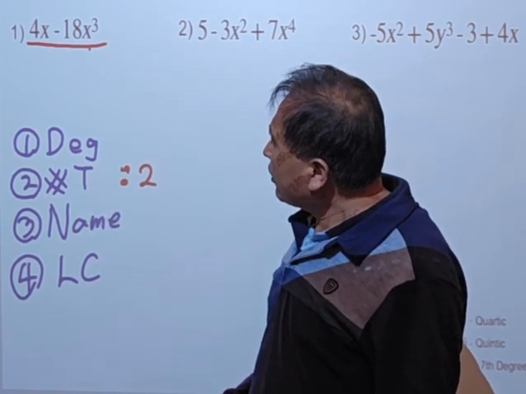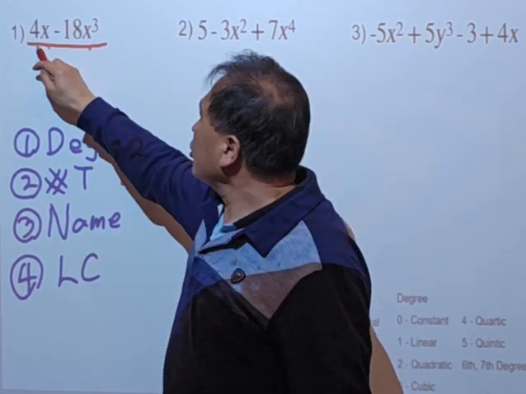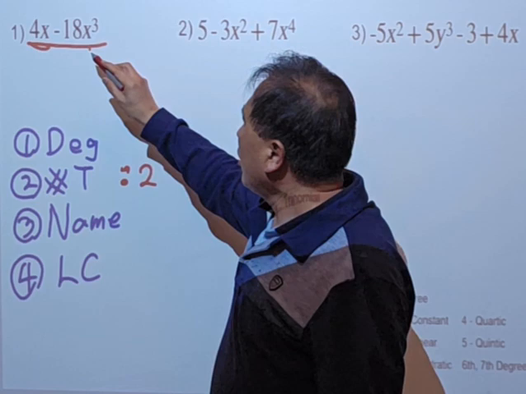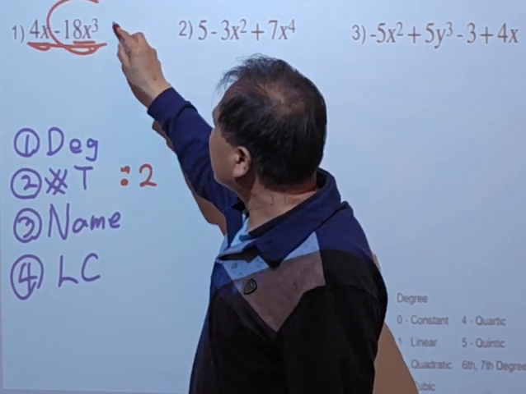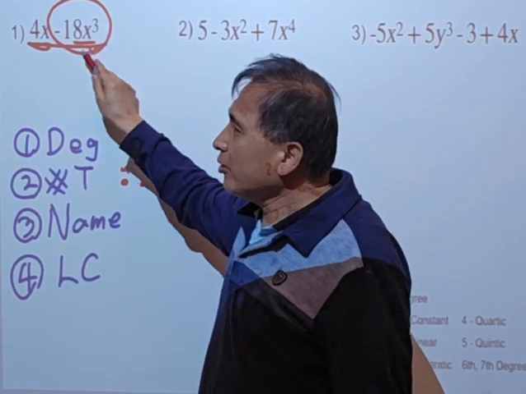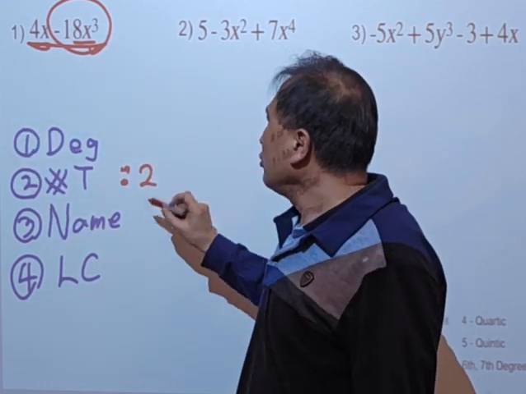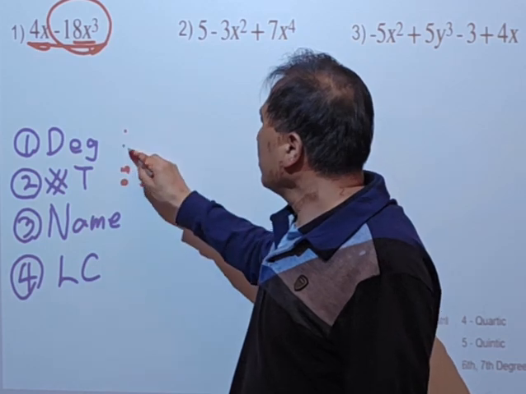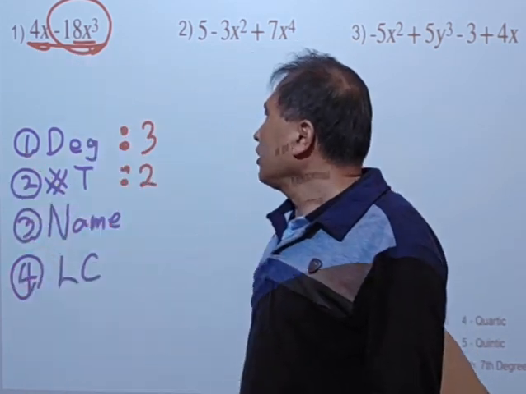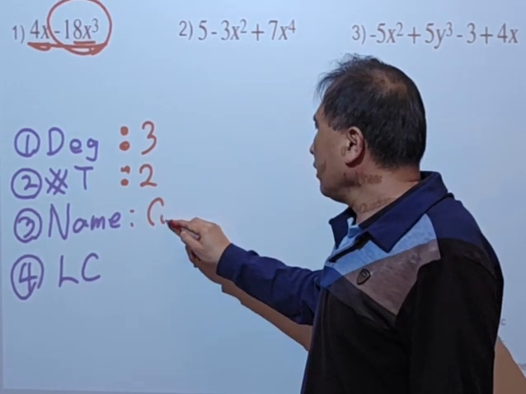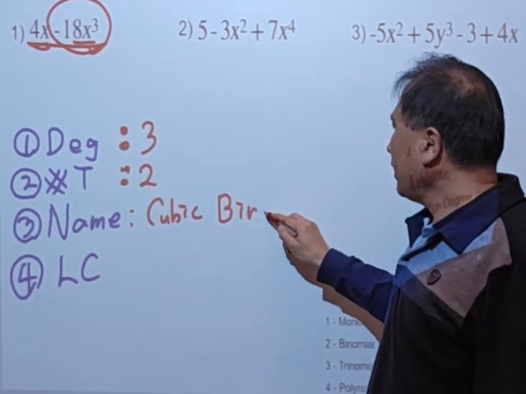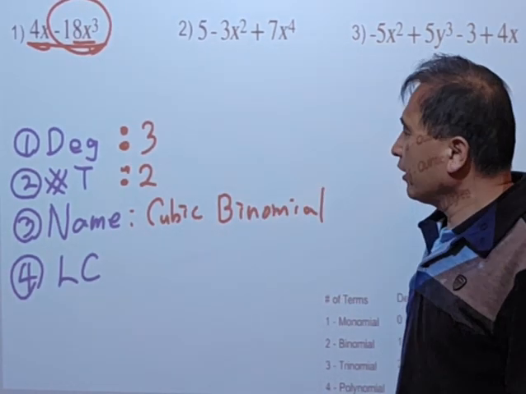Then find the degree. Each term has a degree, but you don't combine them; you take the biggest degree. This one is 1, this one is 3. So the biggest degree is this one, and we call that the leading term. The degree of that is the degree of the polynomial. In this case, x cubed, so the degree is 3, and we call it cubic. Two terms, binomial. So we can call that a cubic binomial.